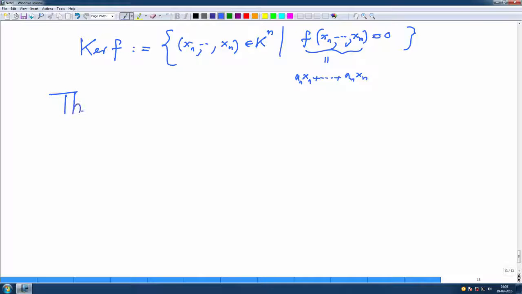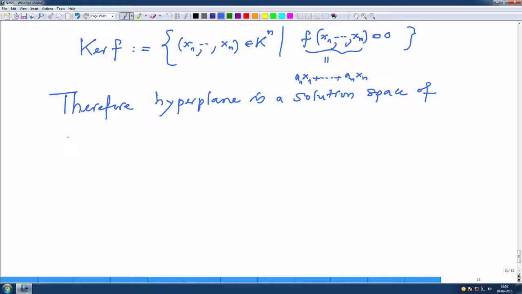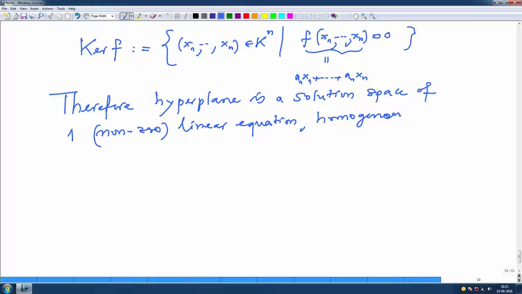So, therefore, what we noted is: a hyperplane is a solution space of one non-zero linear homogeneous equation in n unknowns, where this n is the dimension. So, if you want a hyperplane in an n dimensional vector space, it is the solution space of one homogeneous equation in n unknowns.